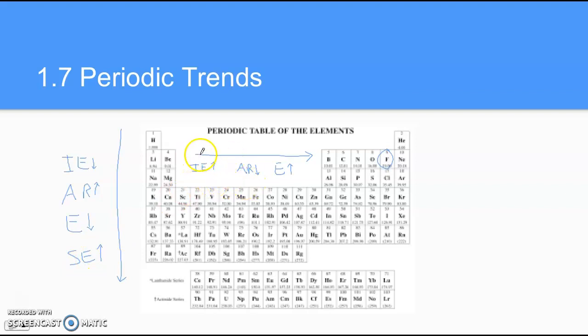Now when you're going across a period, the go-to explanation is effective nuclear charge. As we go across a row, you add more protons to the nucleus, but the electrons that you add are in the same energy level. So the effective nuclear charge is going to increase. Say we're comparing nitrogen to oxygen, you would say that oxygen has a higher ionization energy because it has a greater effective nuclear charge.